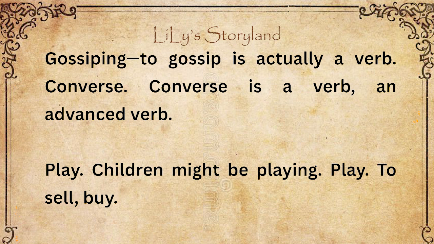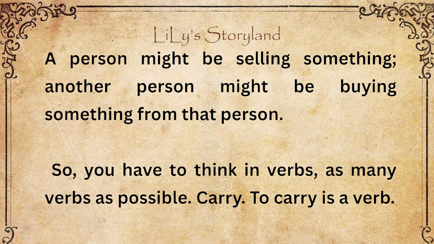Play. Children might be playing. To sell, buy. A person might be selling something. Another person might be buying something from that person. So you have to think in verbs, as many verbs as possible.